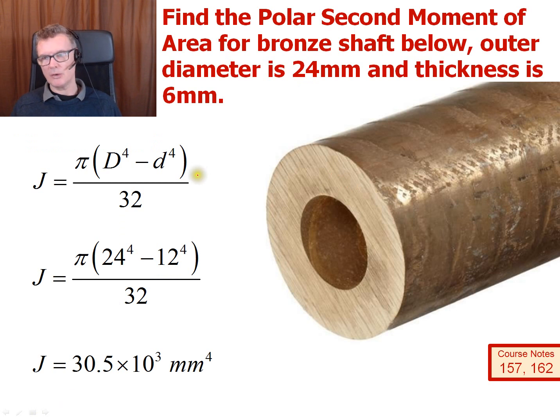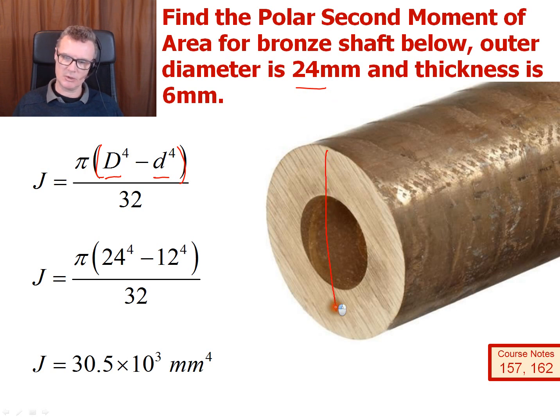So here we can use the avoid method to find the polar second moment of area. So we're going to have the outer diameter, d to the power 4, take away the inner diameter, d to the power 4, put them all in brackets so we can factorize the pi and the 32. So here I've got 24, and I say to myself, all right, if I've got 24 outer, so that's going to be 24.